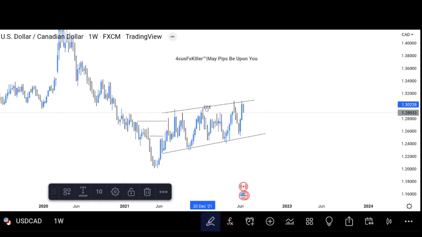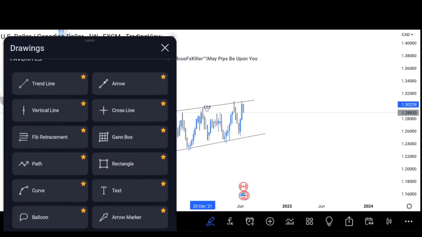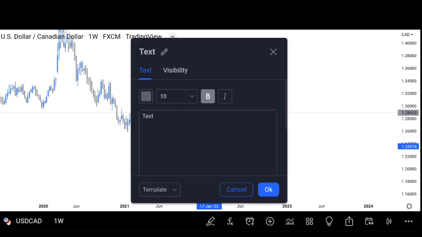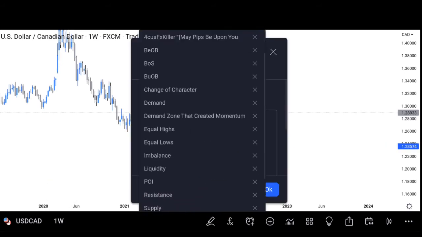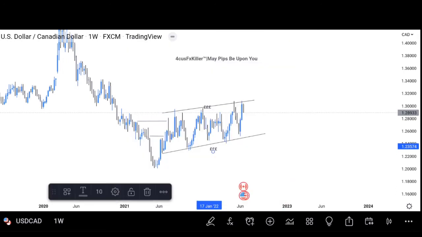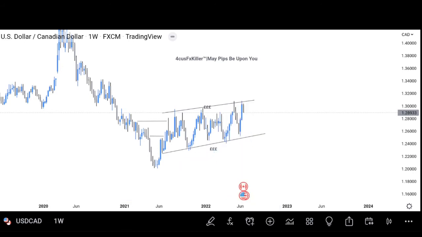Whereas buyers are buying at the support and placing their stop loss just below the support line. Now, this is what we call liquidity.